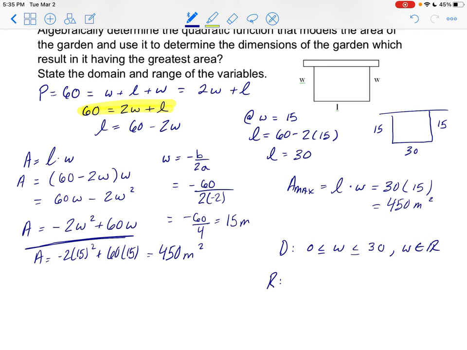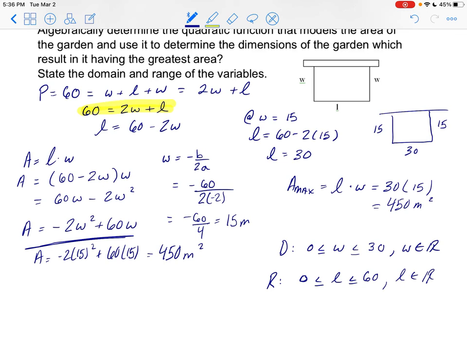And the range, same kind of thought process. If you had 0 width, you can't have negative length, so we'll start there. And if our width was 0, you should see that all of the bordering would be used in the length, which, of course, doesn't really make any sense if you're trying to make a fence, but purely just thinking domain and range, if we had no width, we'd have at most 60 meters of length. So there's our range on the length.